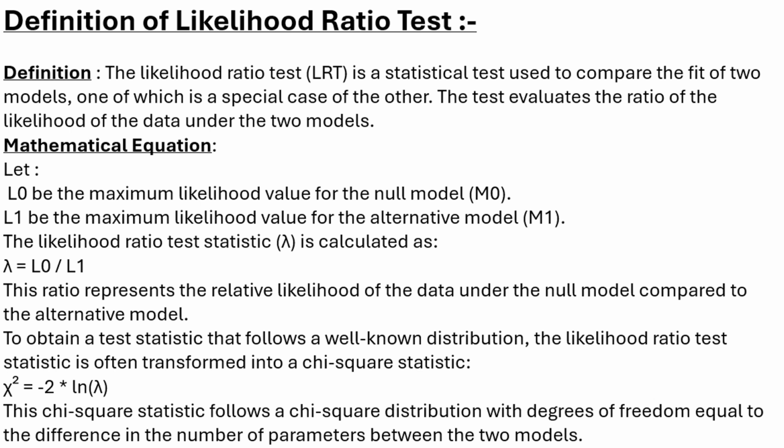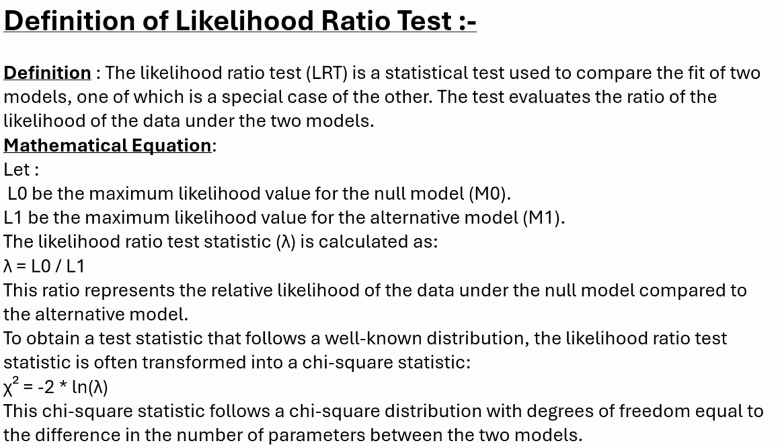And the likelihood ratio test can of course be used to compare these two models and determine whether the data provides sufficient evidence to reject the null hypothesis, which is related to the model M0, in favor of the alternative hypothesis, which supports the model M1.